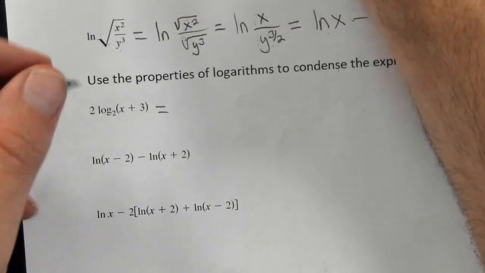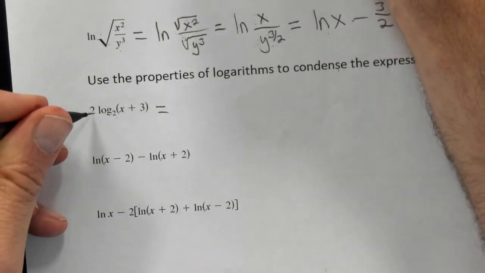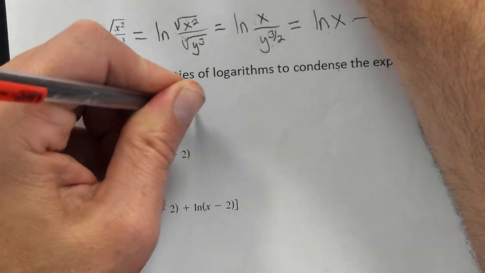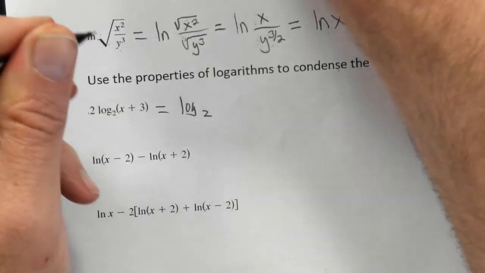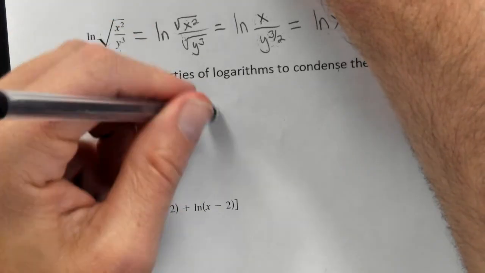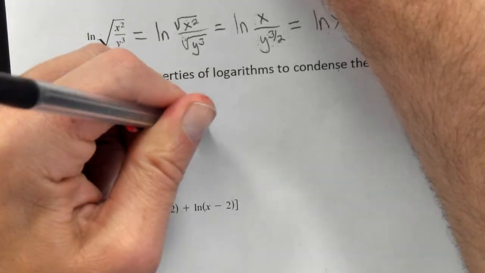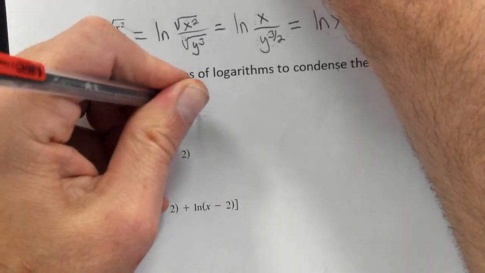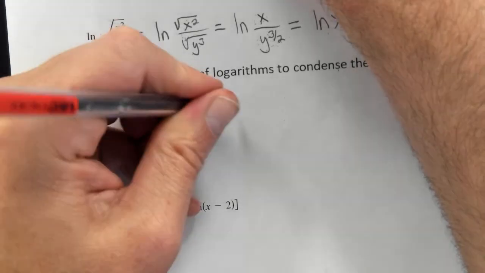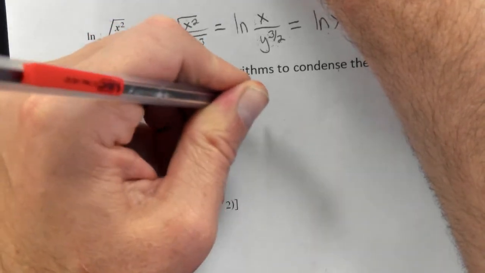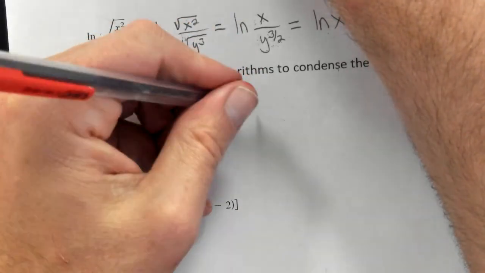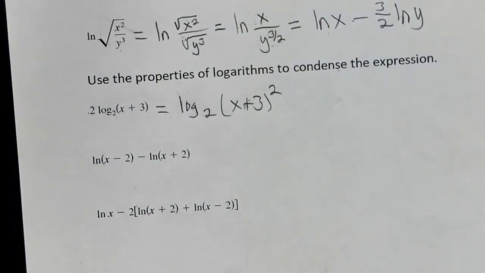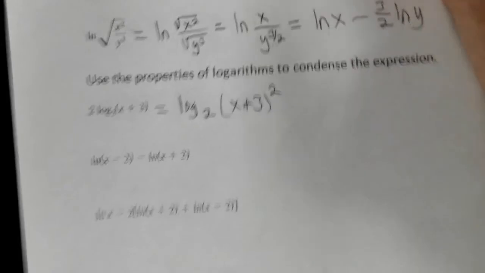So now I can take this number that's multiplied in front and raise it up as an exponent. So this could be rewritten as log base 2 of, let me write that a little better. That can be rewritten as log base 2 of x plus 3, that whole expression, raised up to the second power. All right? So there's that.